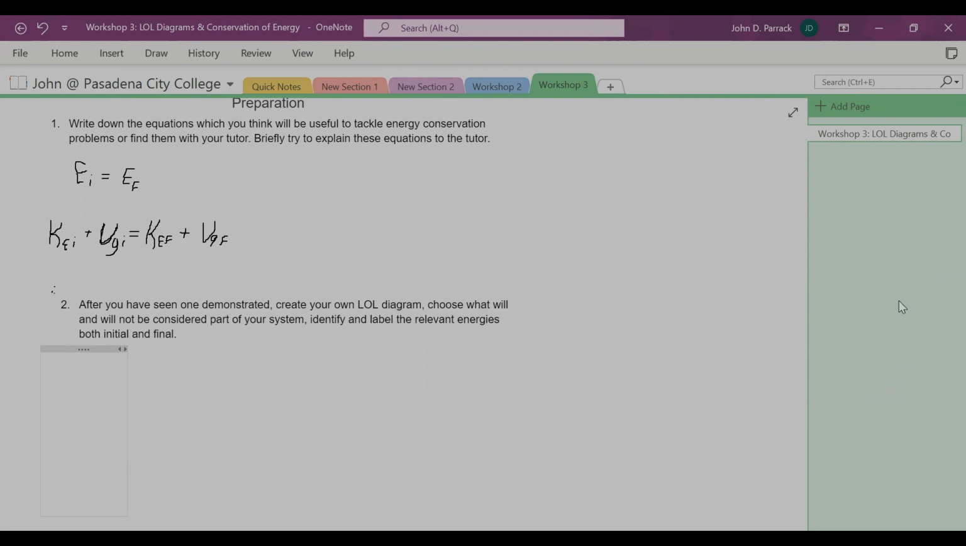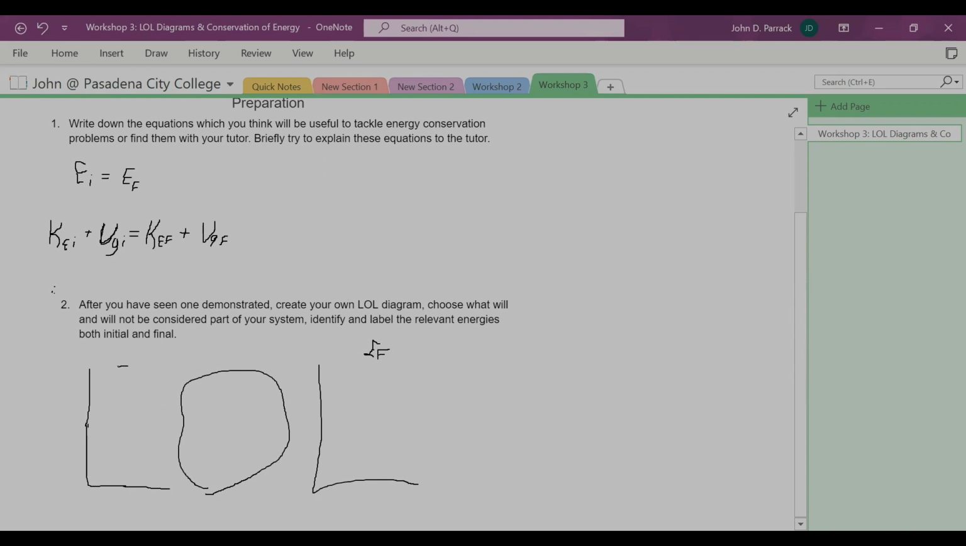The way we do these when I start out is I just draw a big LOL. There's my L. Like I said, this is going to be a chart. Then a big O and another L. The way this works is this is our final energies, where we're going to tabulate them. So this is E final. And this is our initial energies, E initial. And whatever elements we draw inside this circle are what we're considering to be conserved.